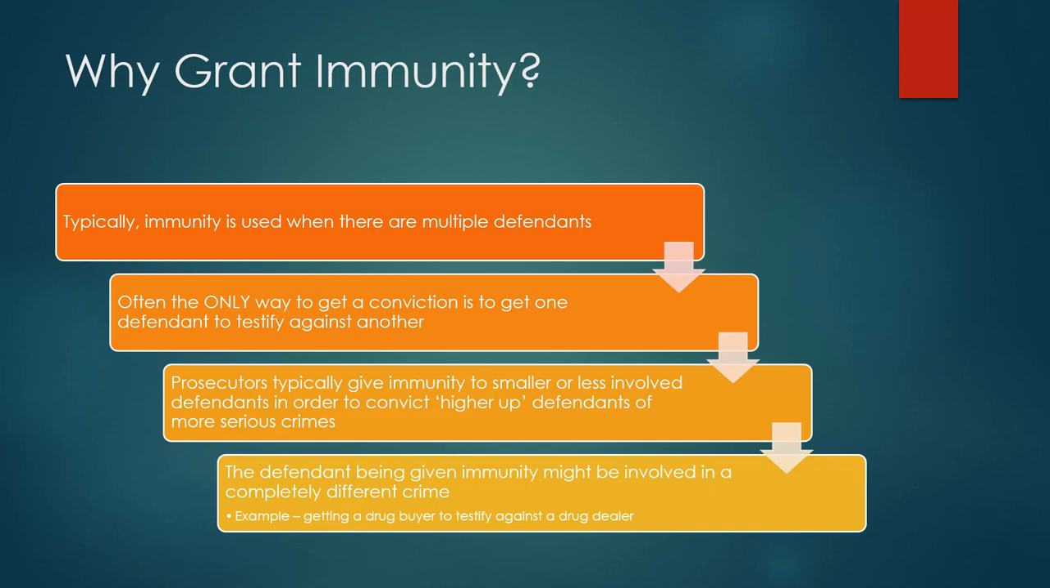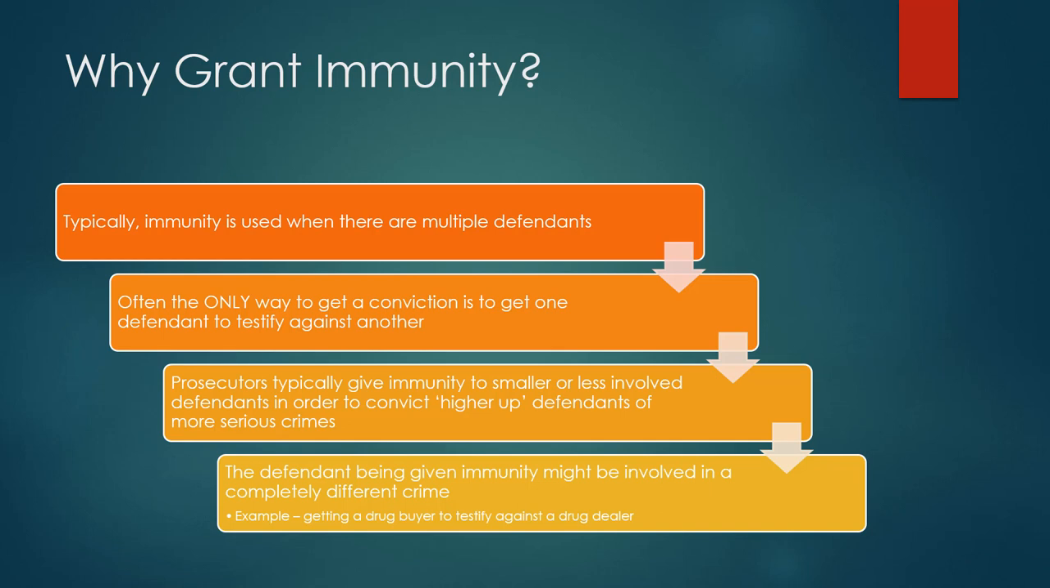So you get the guy who ran the drugs and sold them on the street, not the guy that flew them in from Colombia. You get the accountant that did the books, you don't get the hitman that killed people. So prosecutors typically will give immunity to the smaller or less involved defendants in order to get to the more serious ones. And very often these can be completely different crimes.